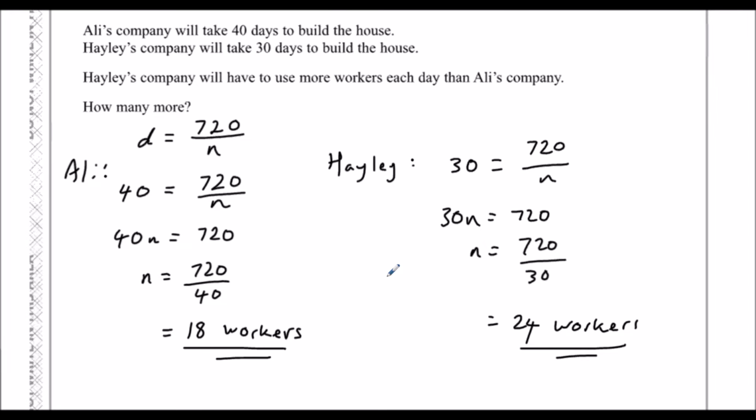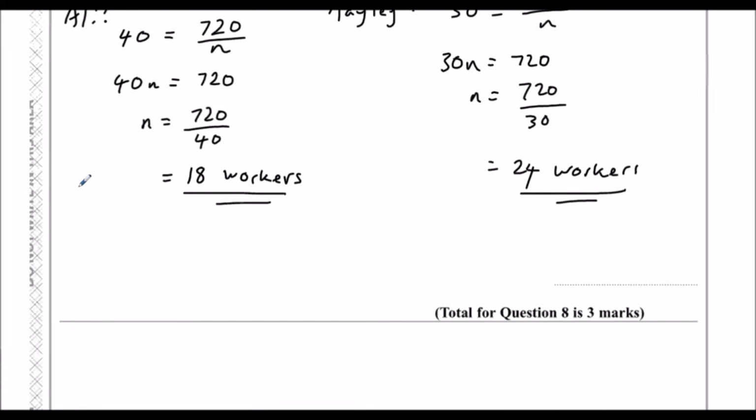So the question said, how many more workers does Haley use? How many more? So 24, take away 18, gives us 6.